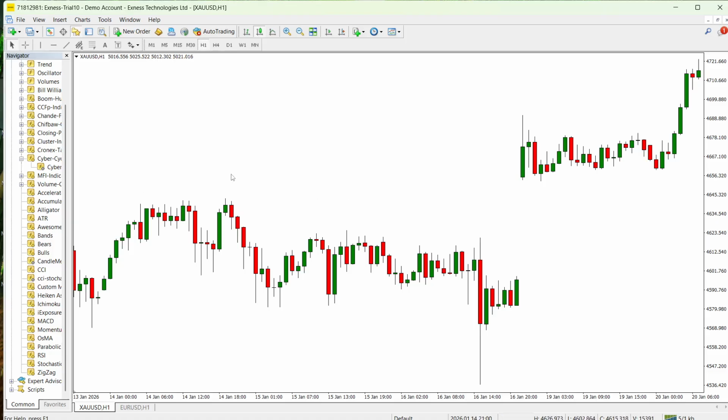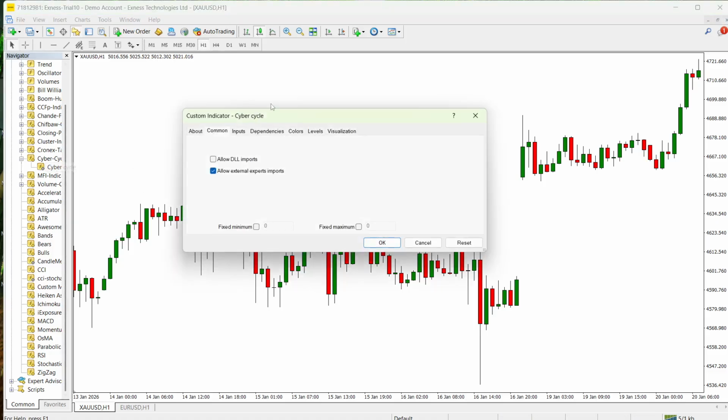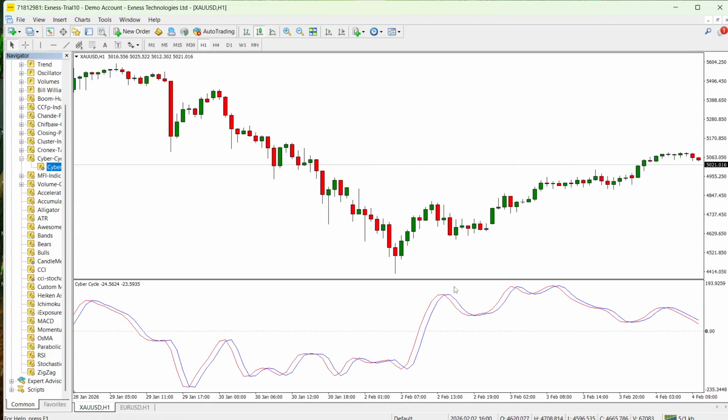At this point, I'll quickly load the indicator on the chart so you can see how it looks in real time. Remember to allow the DLL imports. And there we have it.